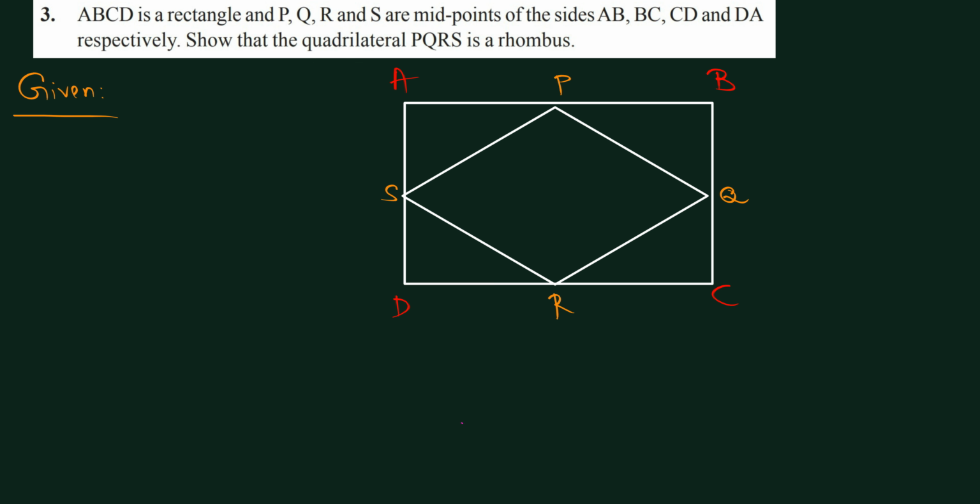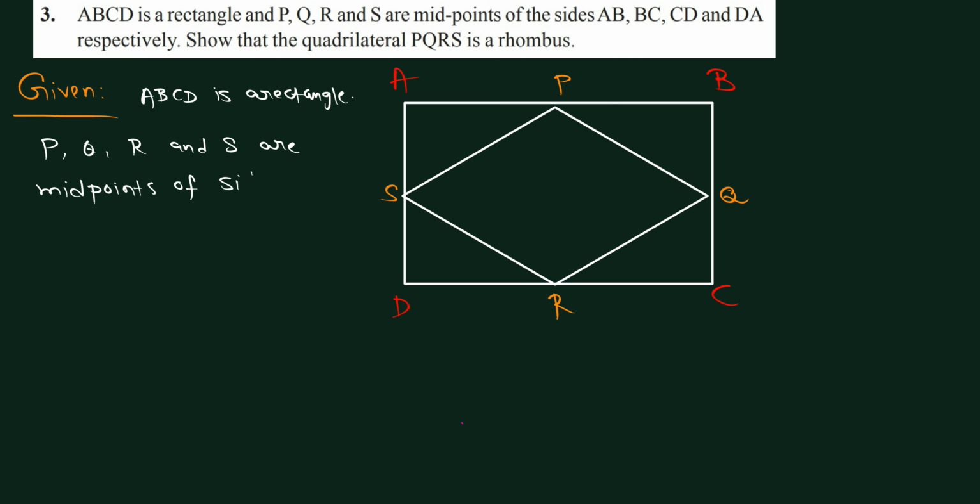Given ABCD is a rectangle. And P, Q, R, and S are the midpoints of the sides AB, BC, CD, DA.